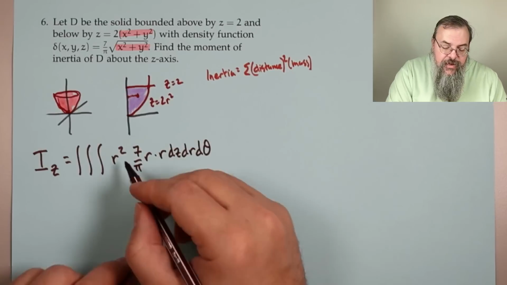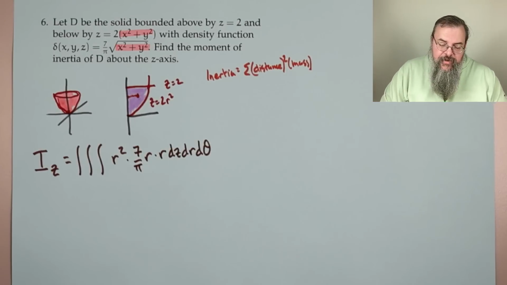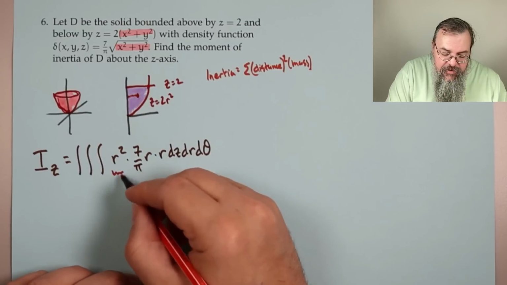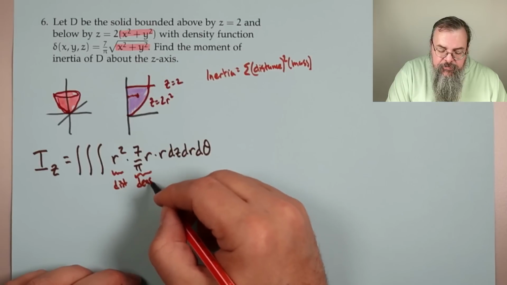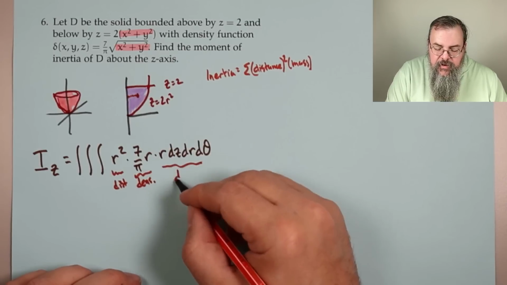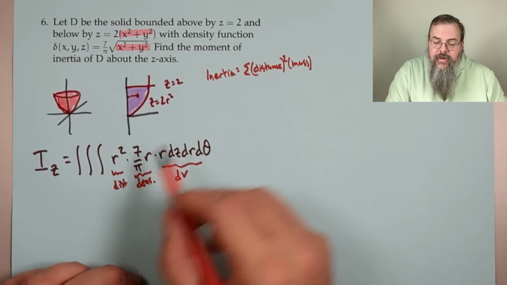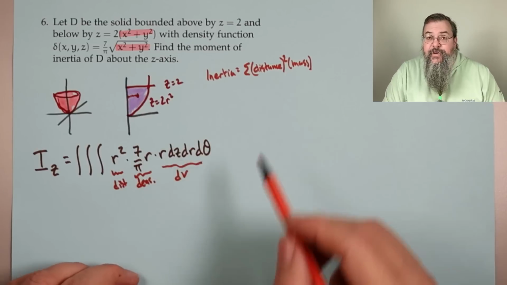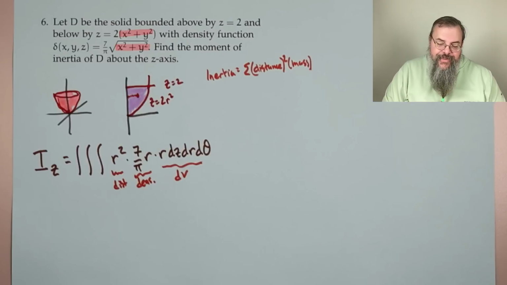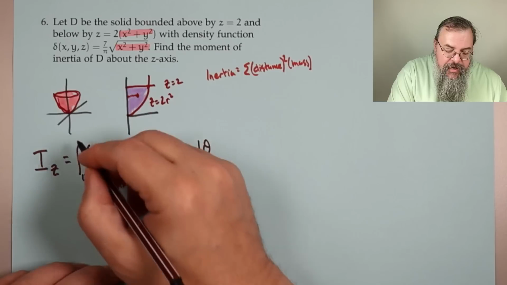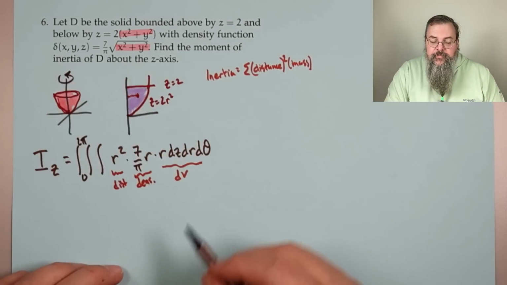Okay, so let's make sure we understand where all these pieces came from. Here, this is the distance. Here, this is the density. Here, this is your dV. Density dV, mass. Distance squared times mass, that's the inertia of that little piece. Now, bounds. Theta, 0 to 2 pi, because we're full circle. Symmetry all the way around.